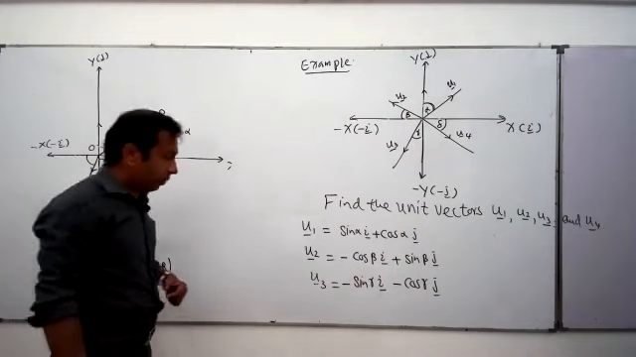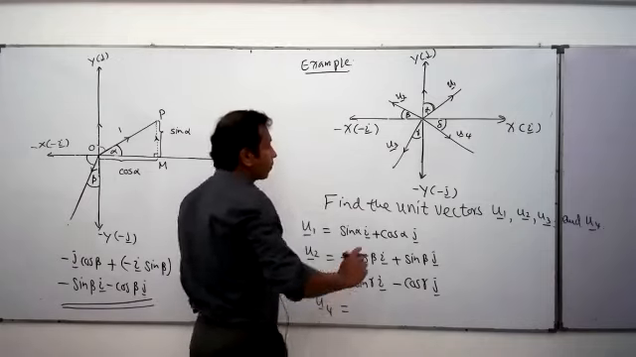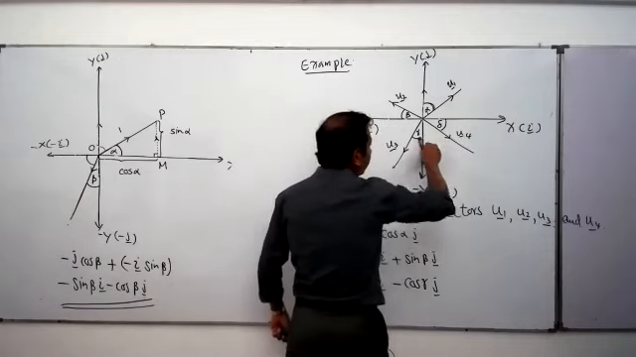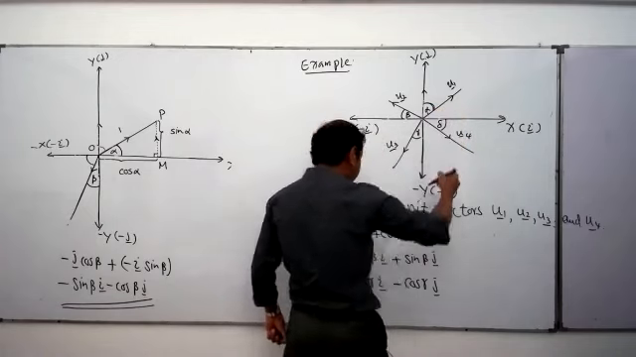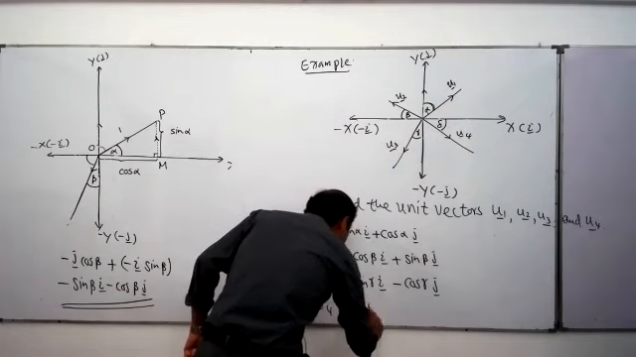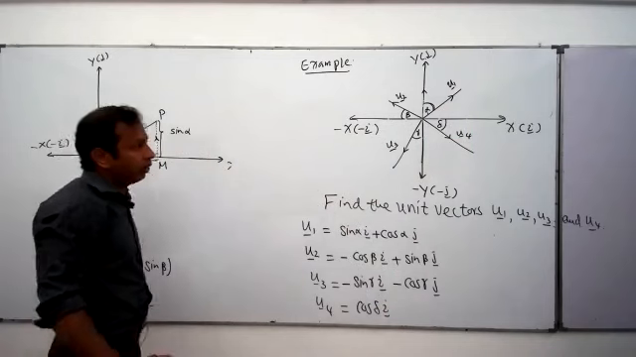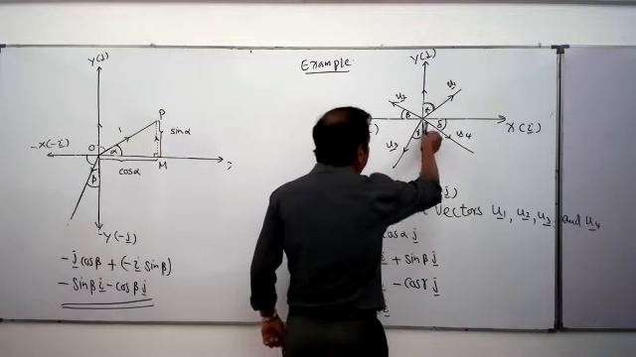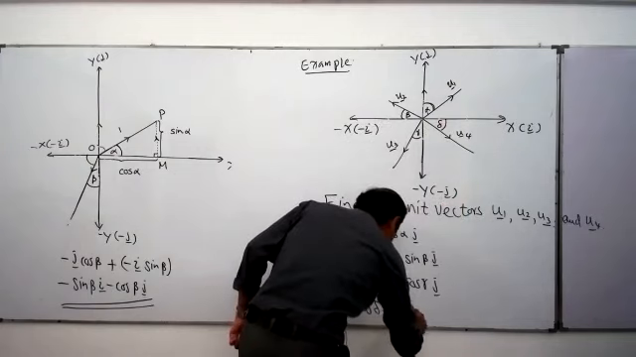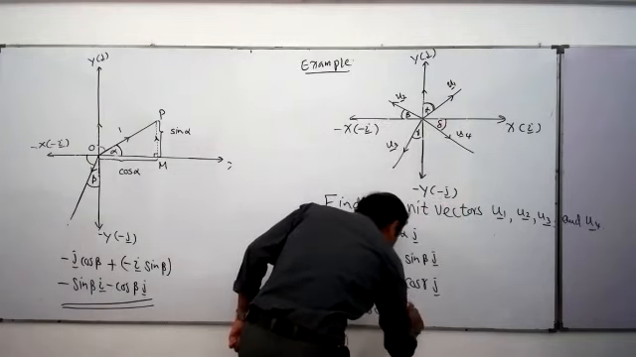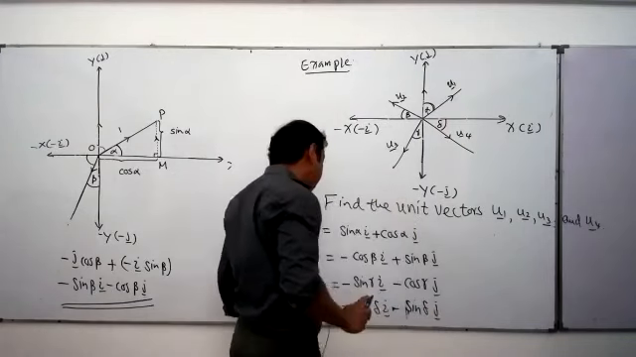We'll come to u4 now. This axis and this axis we need. What is that? i towards the angle delta. i cos delta. i cos delta means what? Cos delta times i. And here, what? Minus j sine delta. Minus j sine delta means minus sine delta times j. These are the unit vectors.